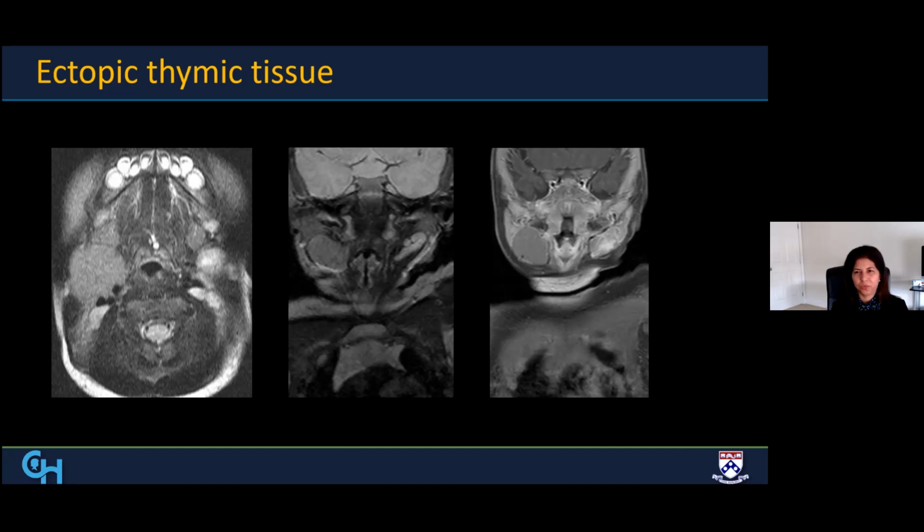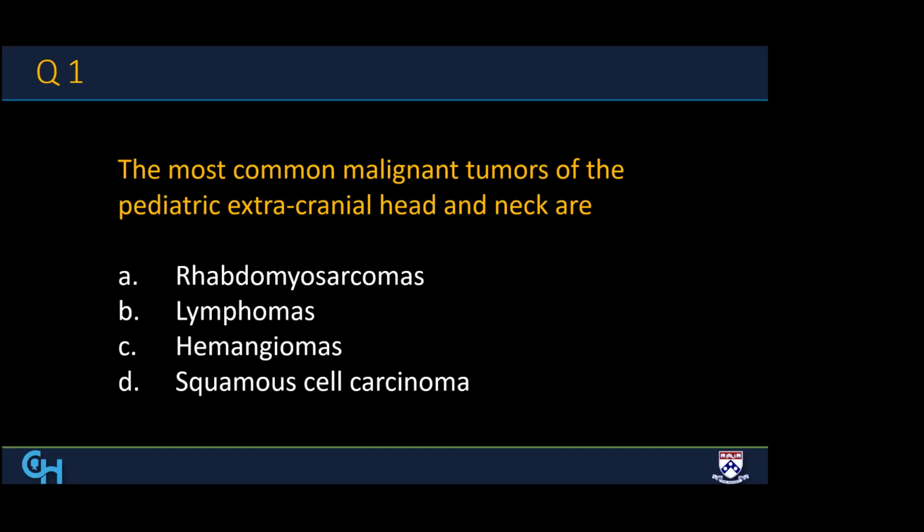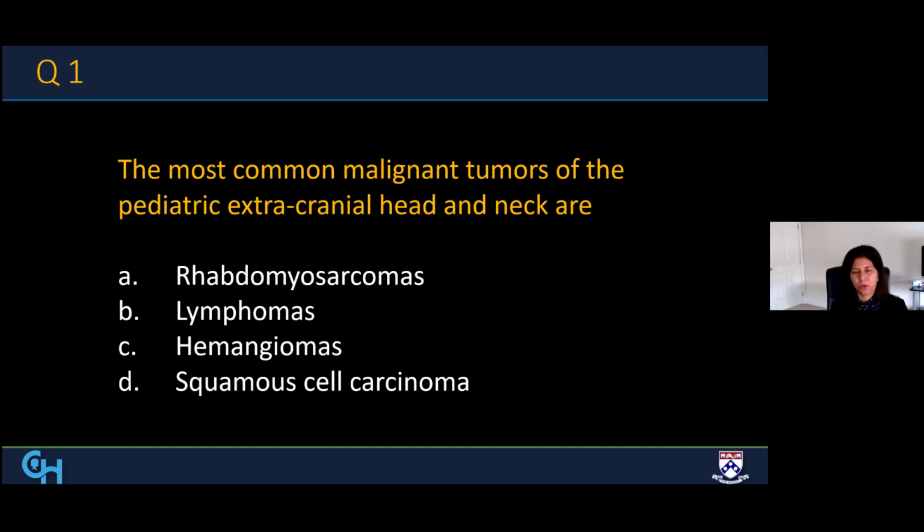So think of this entity when you see a very homogeneous soft tissue mass, well-defined, and especially if you do cross-sectional imaging, try to confirm that this has signal characteristics very similar to the native thymic tissue. And I had just a couple of questions. I think since I have them, I'll just quickly run through them because these are some of the summarizing points of the talk. Which is the most common malignant tumor of the pediatric head and neck region?